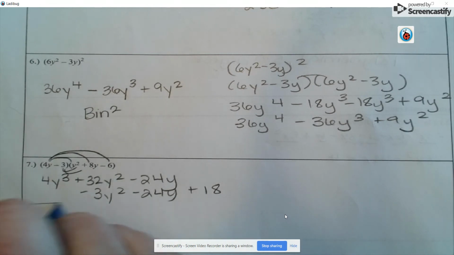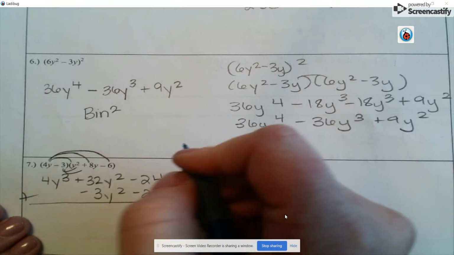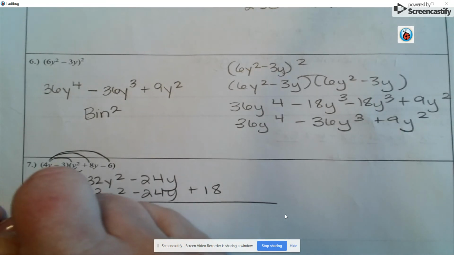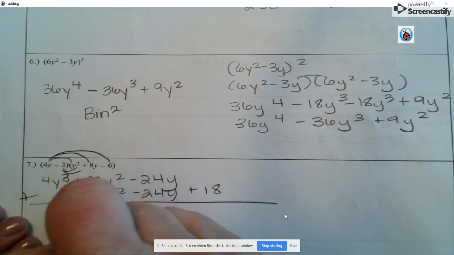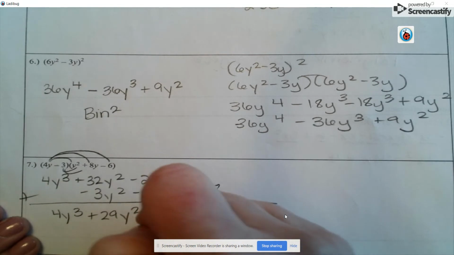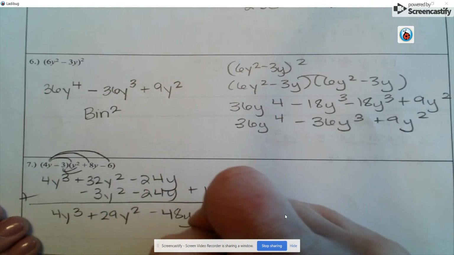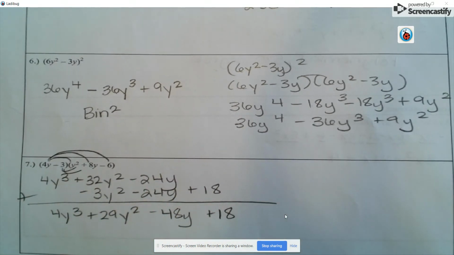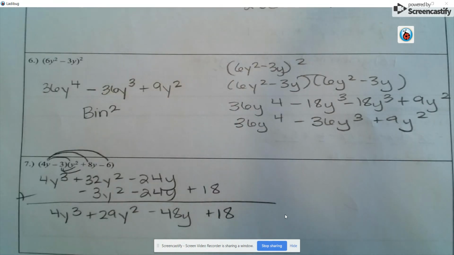Okay, when I line it up like this, I can now see that I'm going to get 4y cubed plus 29y squared minus 48y plus 18. I don't have any like terms, so that would just be my final answer like that.